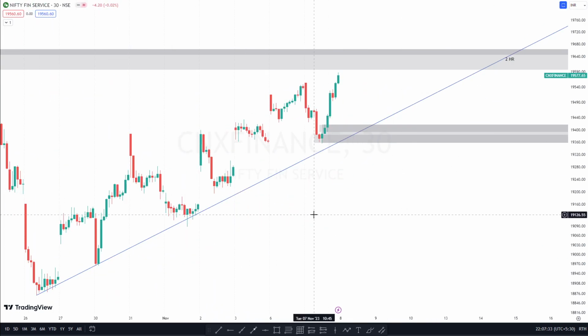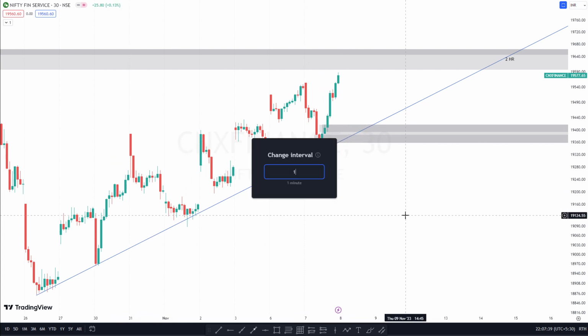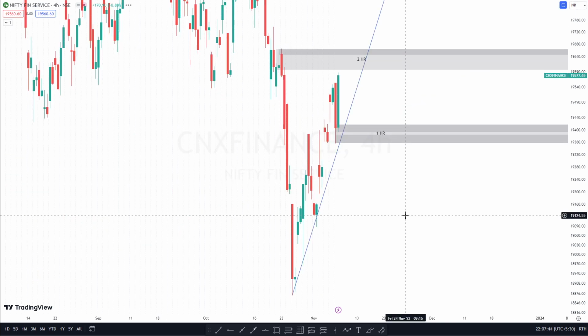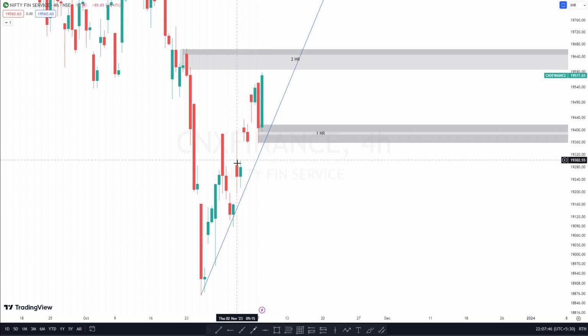And Fin Nifty, we had a good opportunity today. It was right near the trend line here. Also, I want to show you one more thing on the 4 hour time frame. If you see the 4 hour time frame, there was this demand zone.